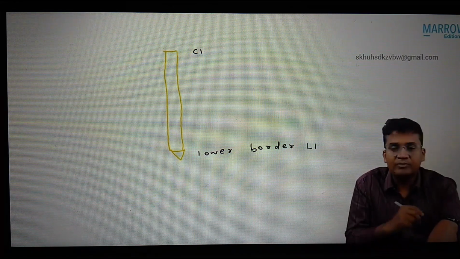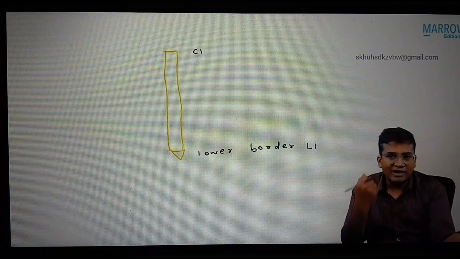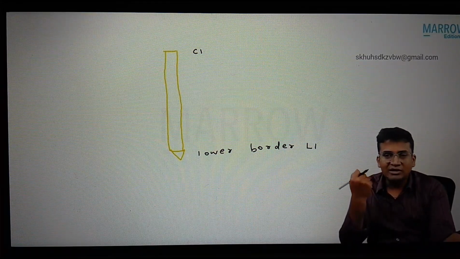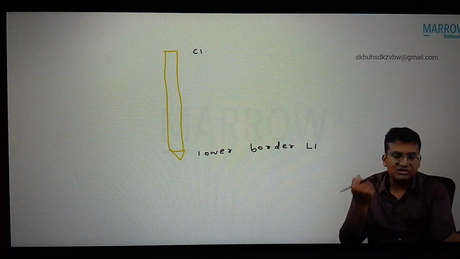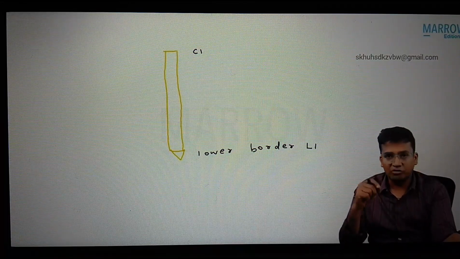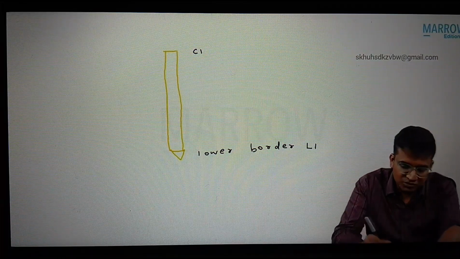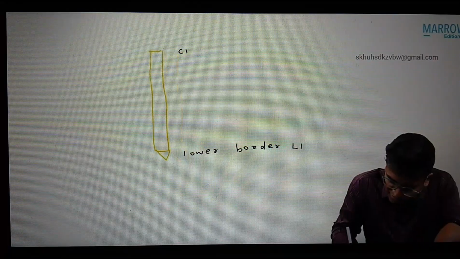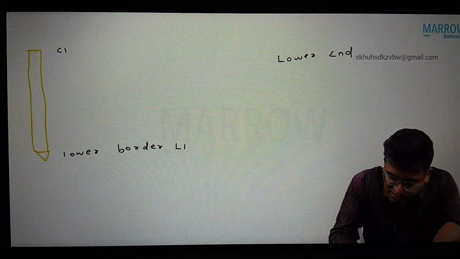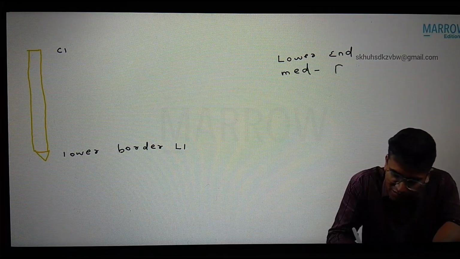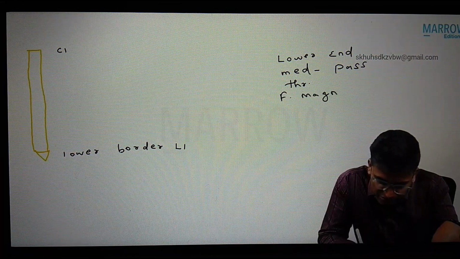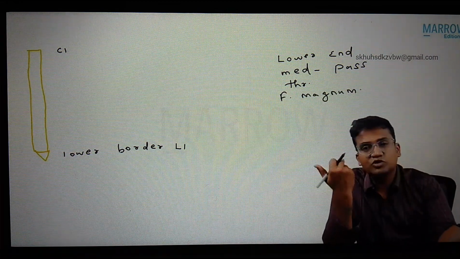Lower border of L1. Now please remember, spinal cord is not passing through foramen magnum. The one which comes out of foramen magnum is called spinal cord. Then who is passing through foramen magnum? The lower end of medulla. Okay, so if you want you can write, otherwise leave it. The lower end of medulla, which passes through foramen magnum. So spinal cord is not passing through foramen magnum.